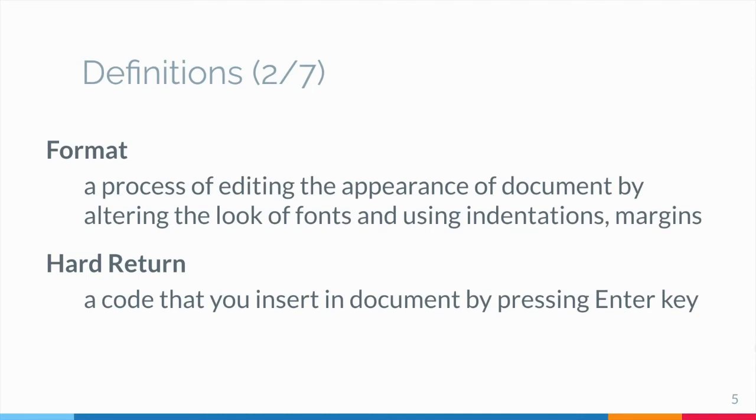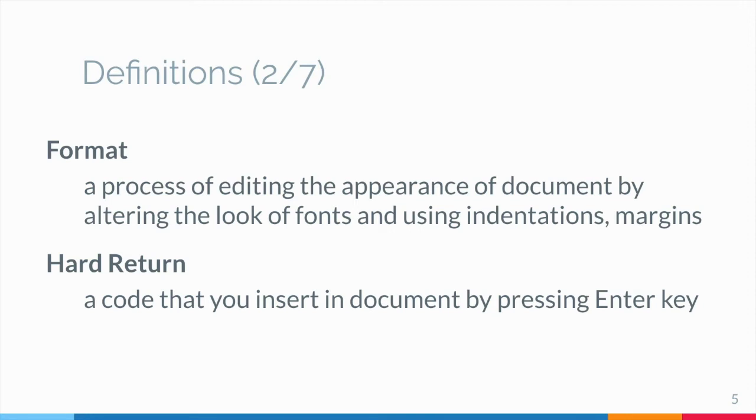Format. Formatting is the process of editing the appearance of a document by altering the look of fonts and using indentations, margins, tabs, justification, and pagination. Format conditions affect the document appearance. In Word, format features vary depending on whether you're formatting characters, paragraphs, or pages.